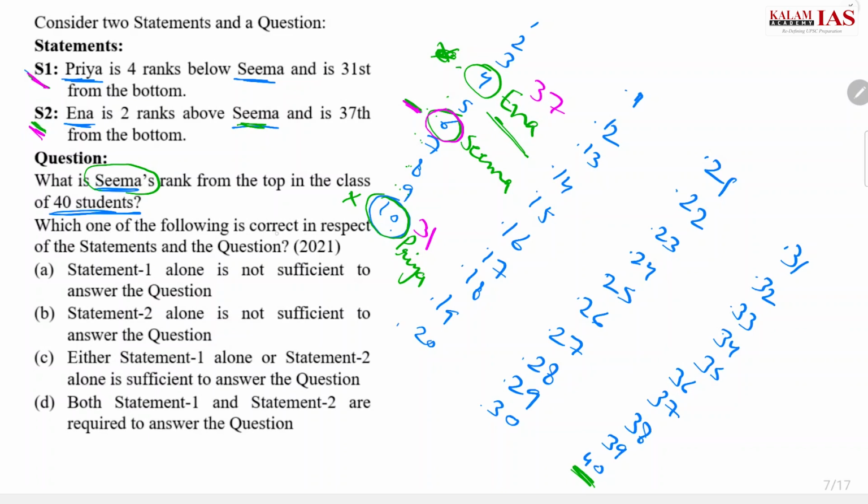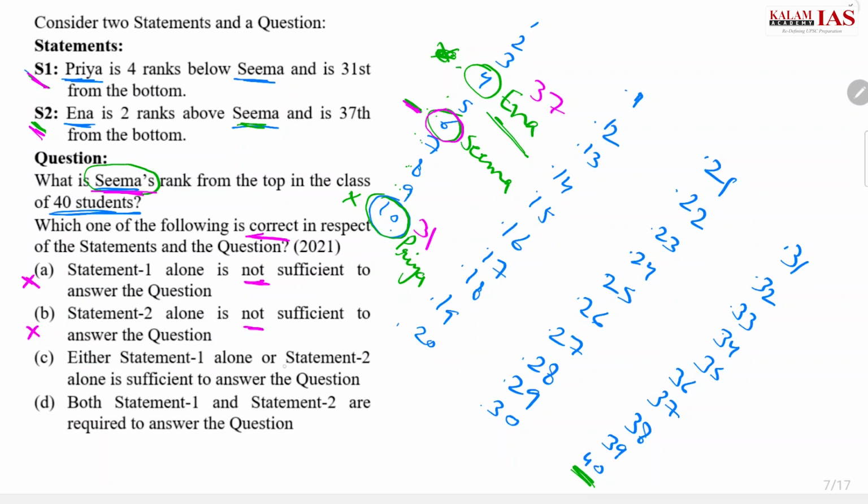Now we have to find which of the following is correct in respect of statement and the question. We had to find Seema's rank from the given data. So as we see, statement 1 alone is not sufficient. This is wrong, because we know statement 1 alone is sufficient. Statement 2 alone is not sufficient. Again, this is wrong, because we know it is sufficient.